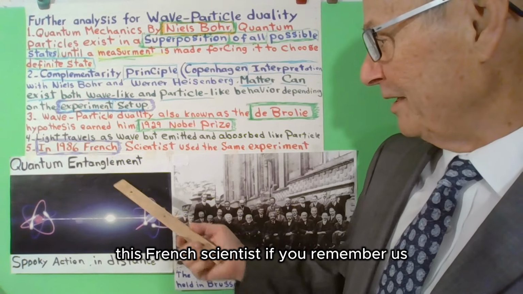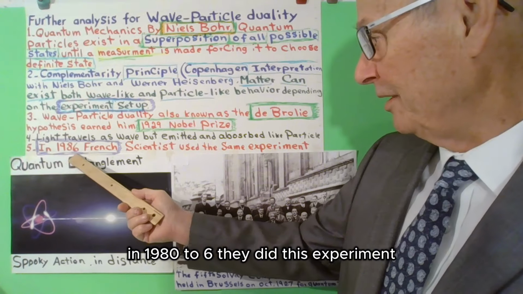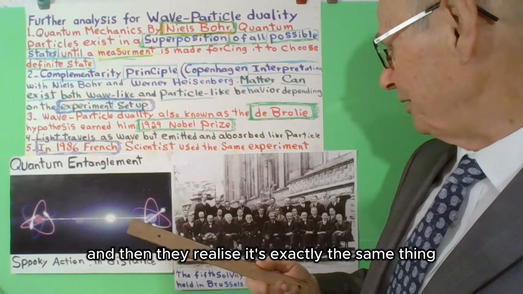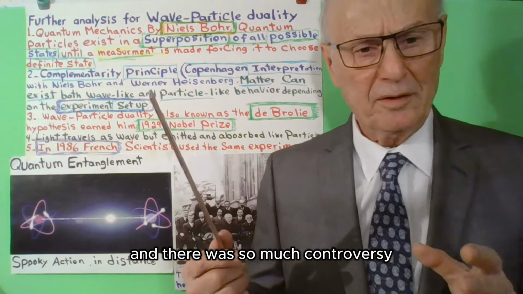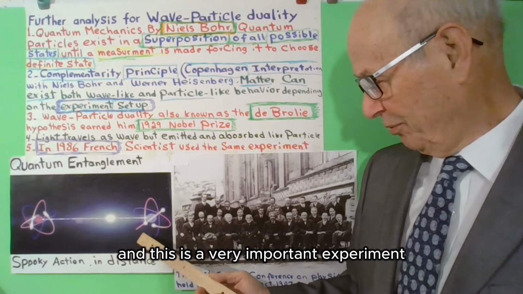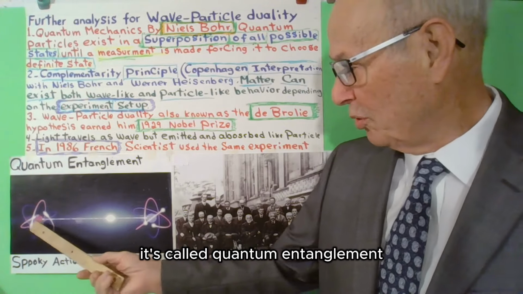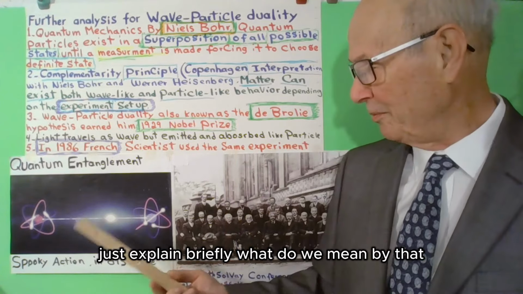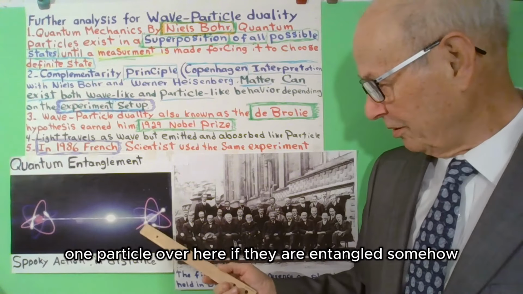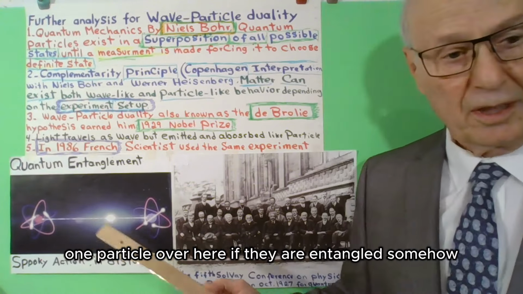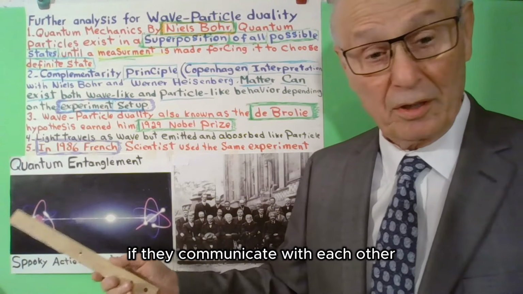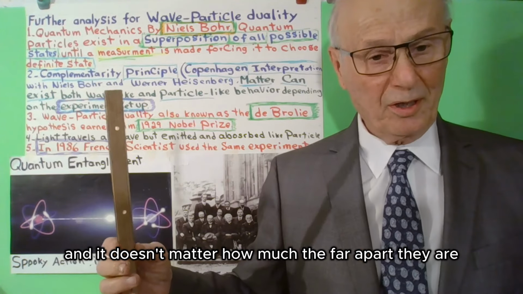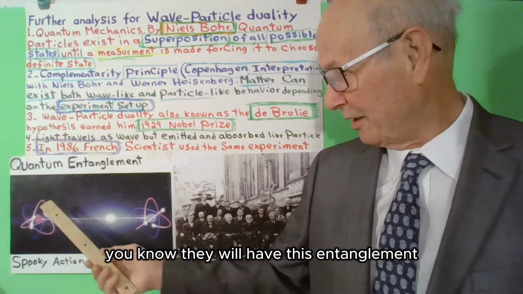And in fact, this French scientist, if you remember, in 1986 they did this experiment, and then they realized it's exactly the same thing. And there was so much controversy. And this is a very important experiment. It's called quantum entanglement. I will just explain briefly what we mean by that. You have one particle over here, one particle over here. If they are entangled somehow, if they communicate with each other, it stays for a long time. And it doesn't matter how far apart they are, they will have this entanglement.